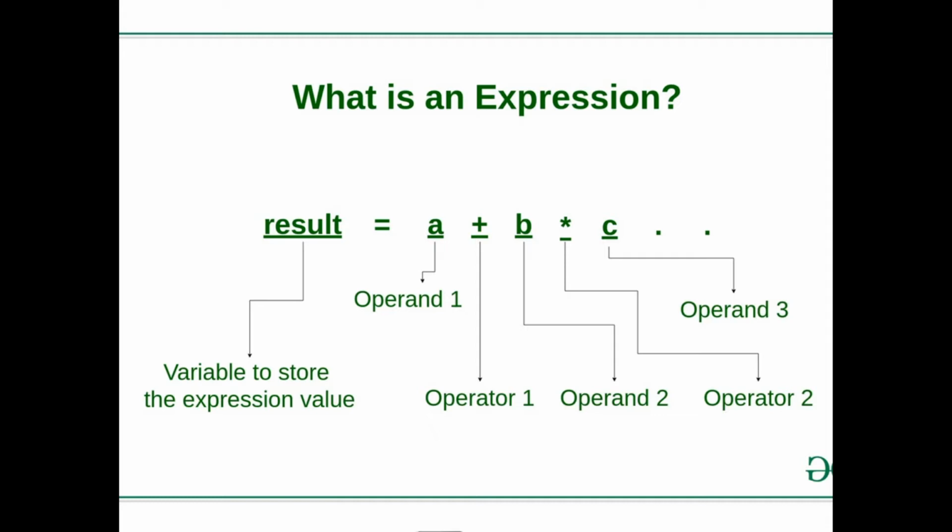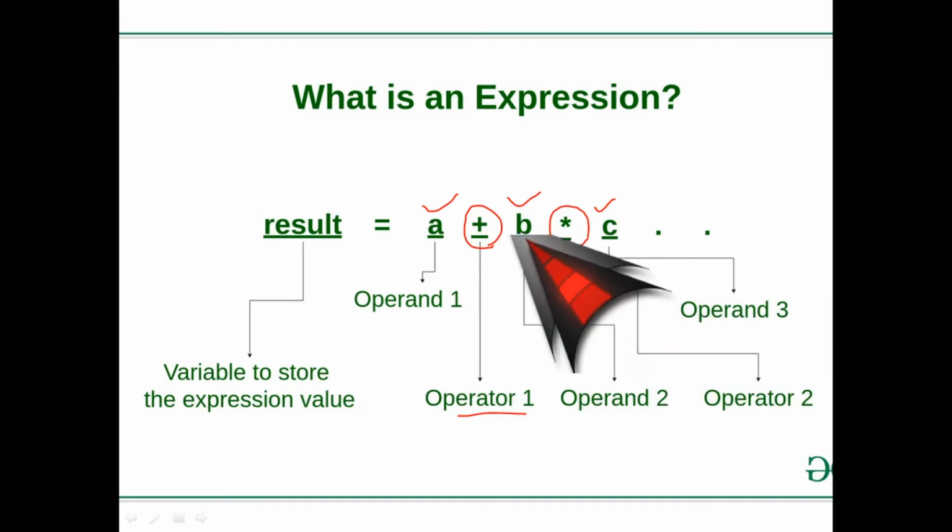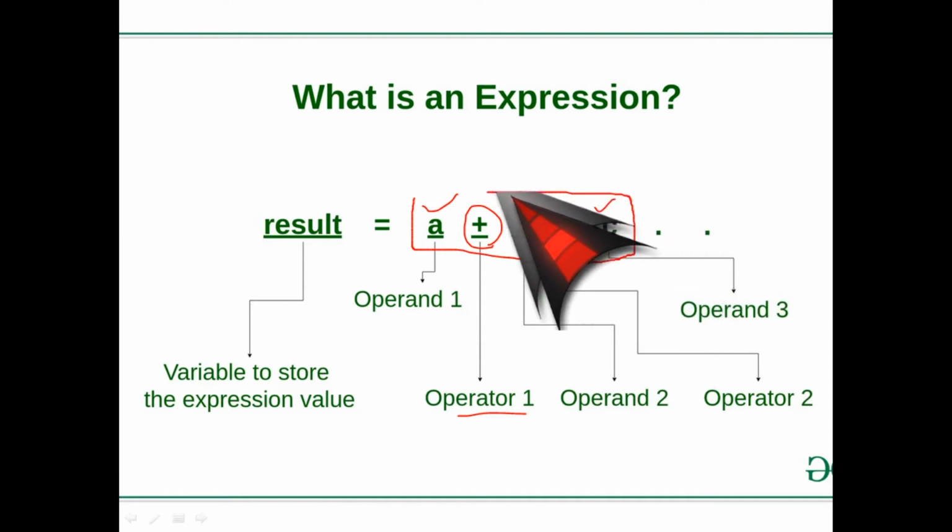The sign plus and the sign star are known as operators. There are basically two operators: operator 1, which is the plus sign, and operator 2, which is the star sign, and three operands A, B and C. This is basically an arithmetical statement, and if I write just this part, it will be termed an arithmetical expression.